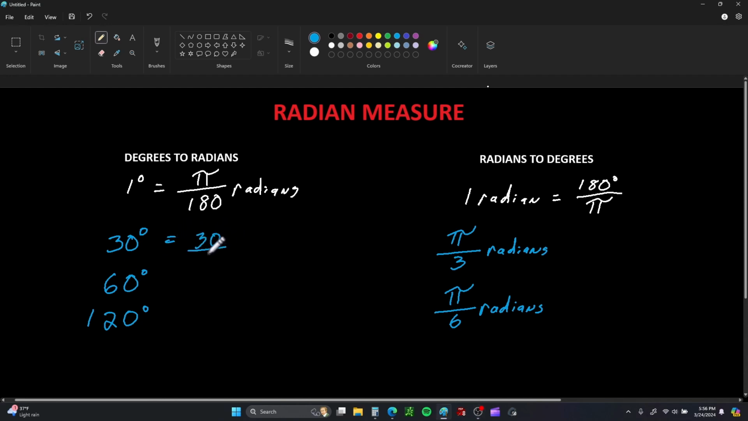So for the first one, we have 30. And if you need to see it as a fraction, you can put it as 30 over 1 times pi over 180. So 30 goes into itself once, and 30 goes into 180 6 times, so we get pi over 6. For 60, we have 60 over 1 times pi over 180. We reduce, 60 goes into itself once and into 180 3 times, so this one is pi over 3.